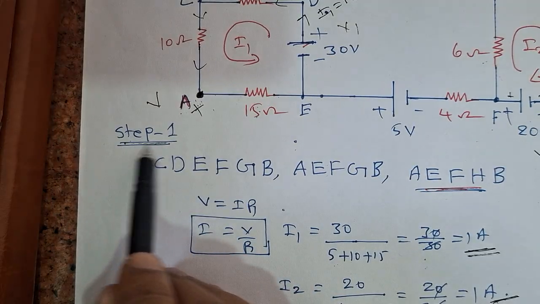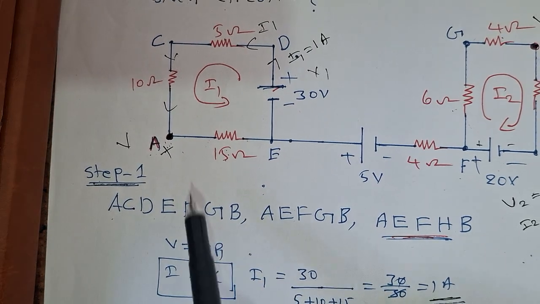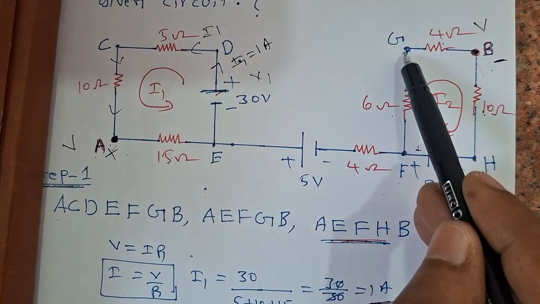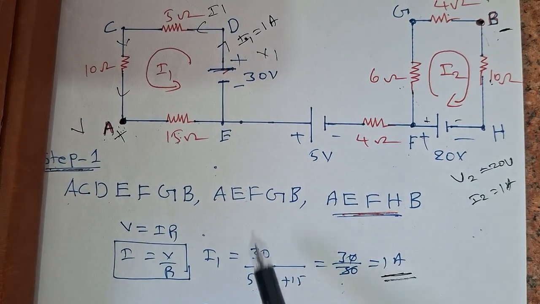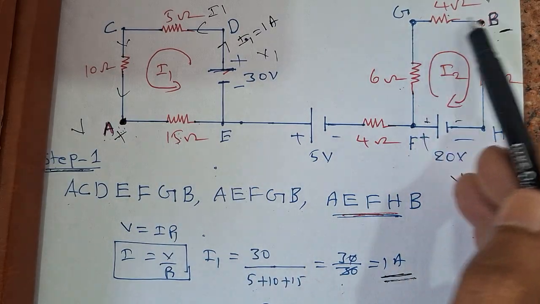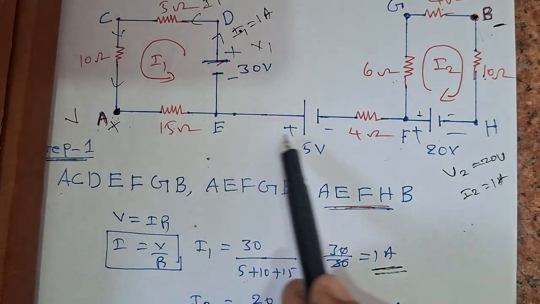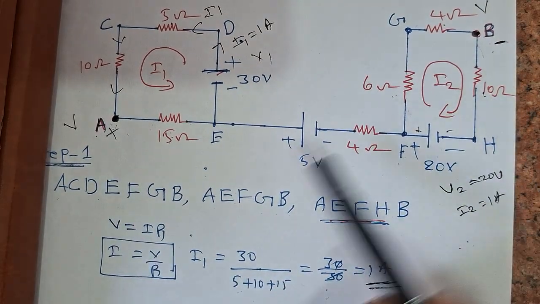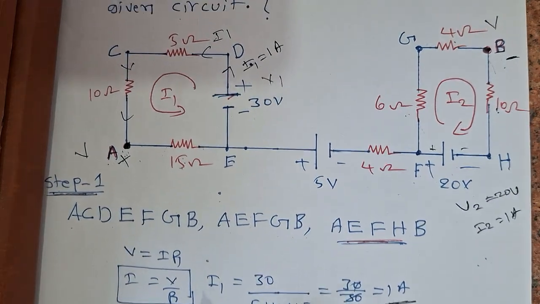Step 1. Let us see A, C, D, E, F, G, B. This is one path, going from A to B. Next, A, E, F, G, B. We can also go like this. And next, A, E, F, H, and B. So we can also move like this. These are the paths to go from A to B.